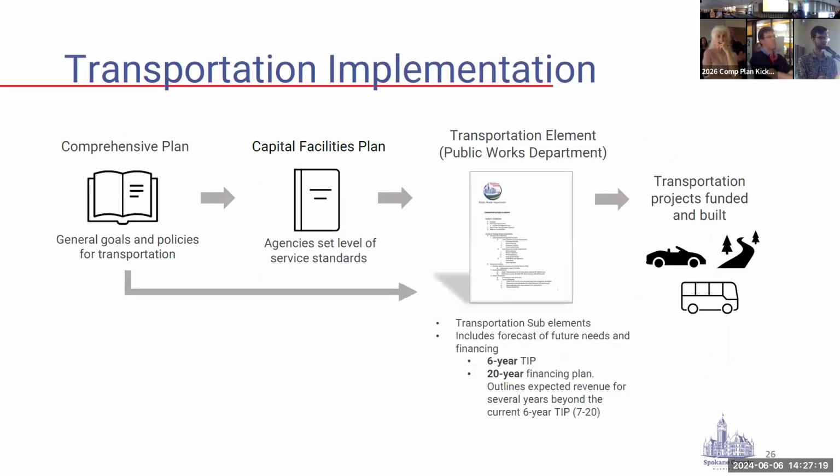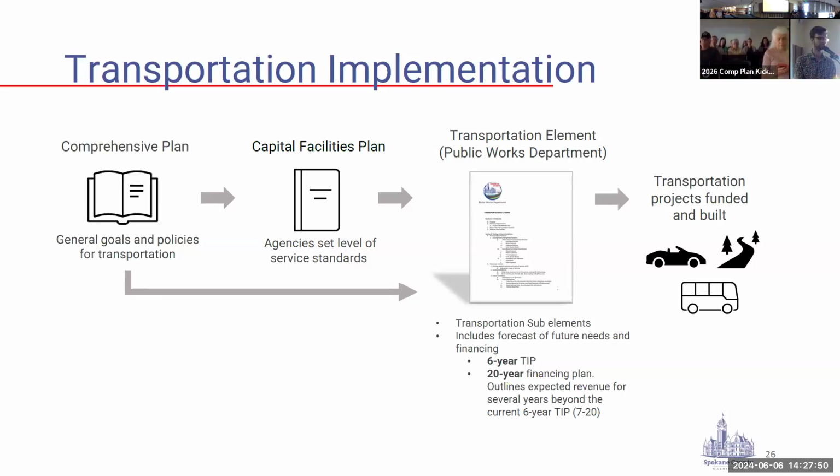Now, how does this actually work out? Well, right here, we have our comprehensive plan. And again, those policies are met by your vision and your values. And then that meets into the capital facilities plan. Now, the capital facilities plan sets those level of service standards. It shows different financing needs of the county, but also shows the different capacity of infrastructure and the condition of it and where it's located.